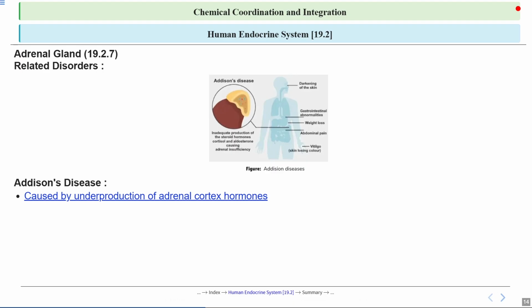So, it is caused by underproduction of adrenal cortex hormones. The adrenal cortex is a part of adrenal glands located on the top of kidneys, and it produces important hormones like cortisol and aldosterone, which help in regulation of the metabolism, blood pressure, and stress response. When there is an underproduction of these hormones, it can lead to a condition which we can call adrenal insufficiency, which may cause symptoms like fatigue, weight loss, low blood pressure, and electrolyte imbalance.